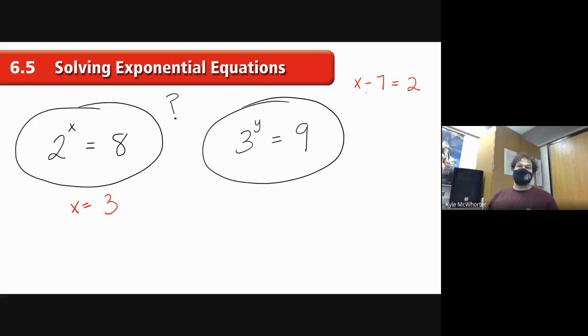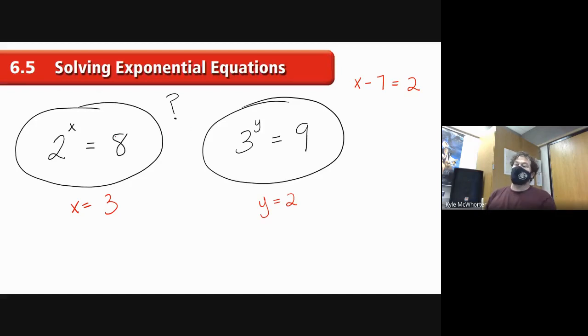But instead of just looking at an equation and letting your limbic brain solve it, we said algebra is about what steps we do to solve things. We could add 7 to both sides and that would give you x equals 9. So we're also going to learn the steps to solve these when they don't look obvious. Here are 2 examples that should look obvious. 3 to what power equals 9? Well, 3 to the second power, so y would equal 2. So we just solved a couple of exponential equations by looking at them and thinking about them.